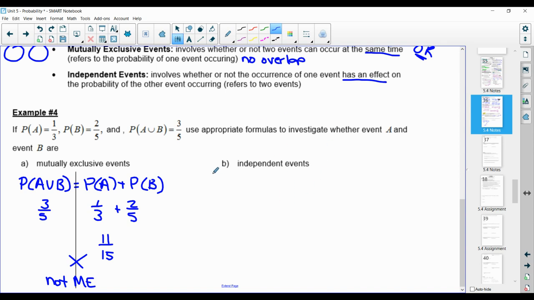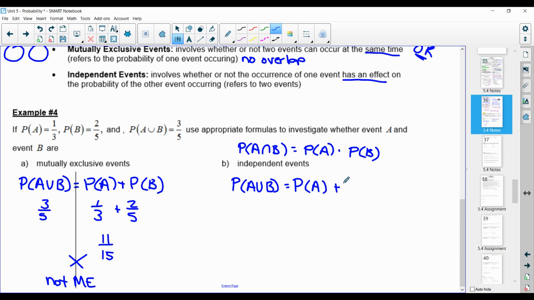All right, so if they're independent, then we're looking at the probability of A and B equaling the probability of A times the probability of B. Well, we haven't been given the probability of A and B yet. We know it has to have a value because there is some type of overlap. So we're actually going to use our non-mutually exclusive formula first to figure out what A and B is. And so this is a situation where you're going to have to use two formulas to get to your final answer. So the probability of A or B equals the probability of A plus the probability of B minus your overlap.